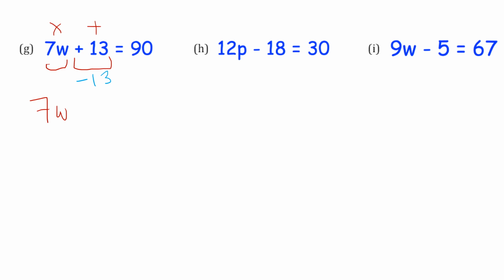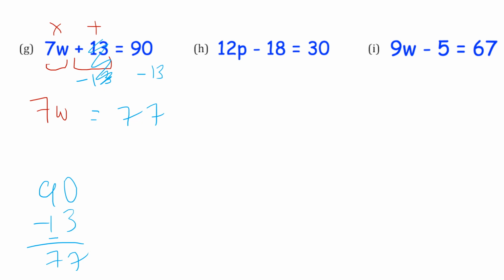And remember, anything we do to this side, we have to do to that side as well. So we're going to minus 13 on this side as well. So plus 13 minus 13, that just cancels out. So we're left with nothing. 7w plus nothing. 90 minus 13 equals 77.